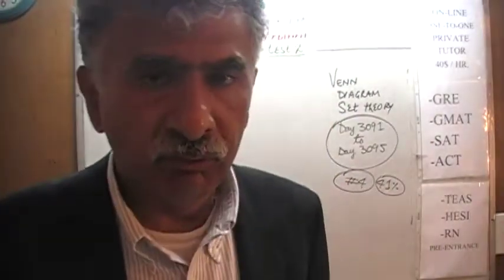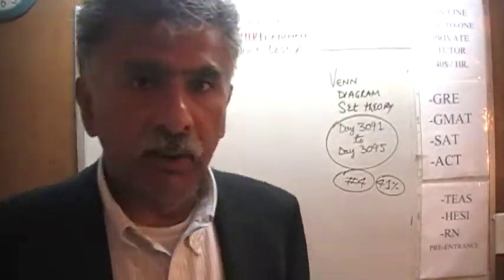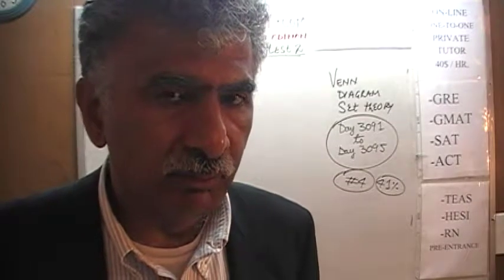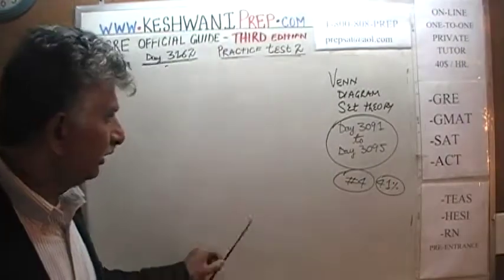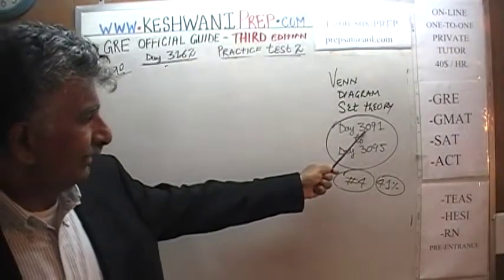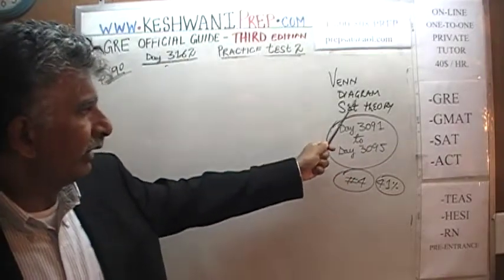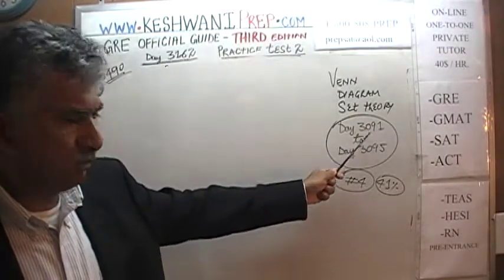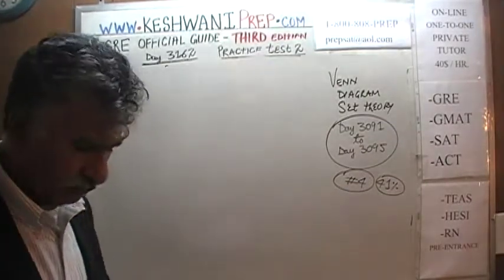The vast majority, almost 60%, almost 3/5 of the people, are getting it wrong. And I made a remark at that point that if you happen to be one of those people who is still struggling with the concept of Venn diagram, set theory, make sure you watch these videos, day number 91 through 95, day 3091 through 95. There are 5 videos dealing with Venn diagram, set theory. Make sure you are able to do all of those problems in those 5 videos. And if you are able to do the problems in these 5 videos, then problem number 4 should not give you difficulty. Do you understand?